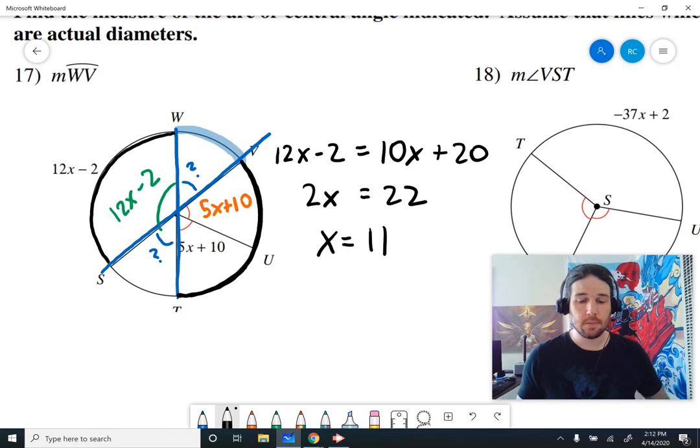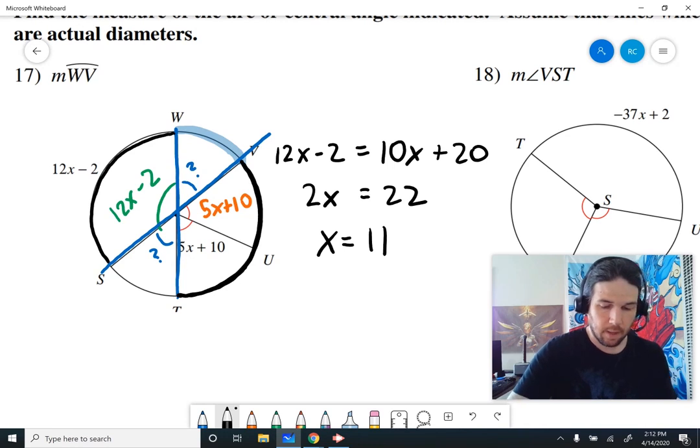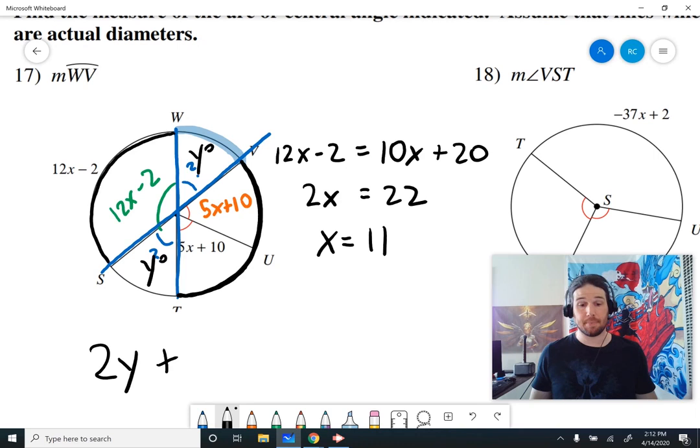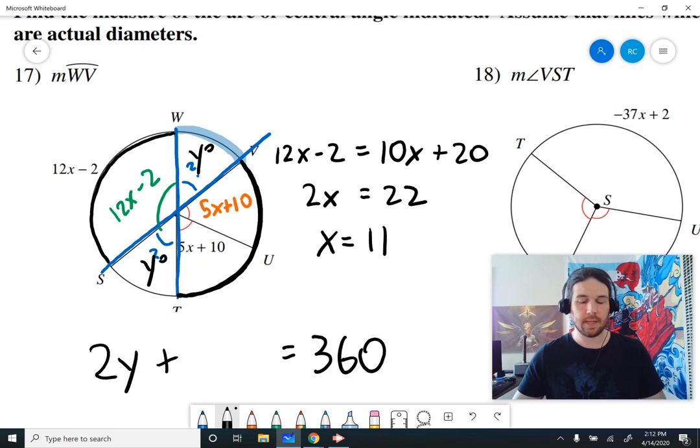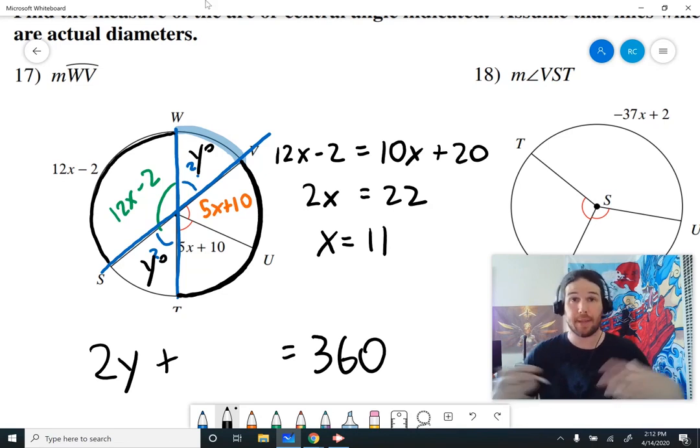So what I'm going to do is I know that I'm going to make this y degrees. I know that 2y plus whatever all that added up to is going to equal 360. And now I'm going to plug my x equals 11 into all of that. The 12x minus 2, the 5x plus 10, the other 5x plus 10. I'm going to plug x equals 11 into all of it because I want to figure out what that number is, right? I need all of that added up.